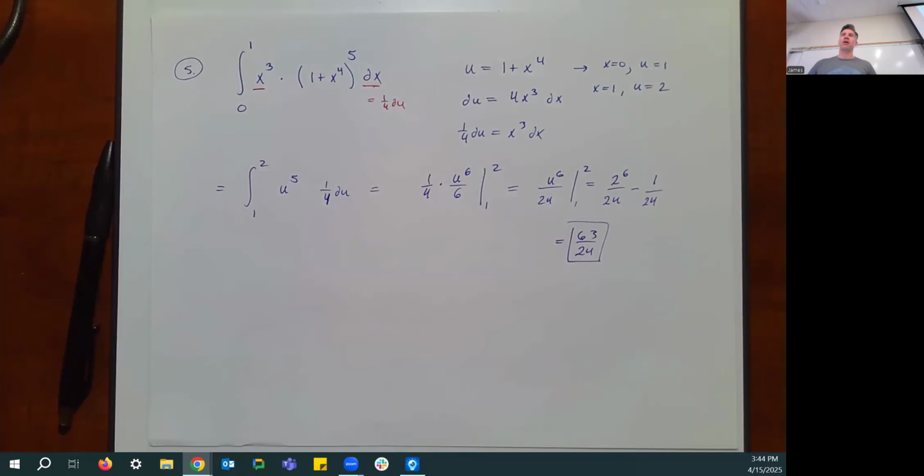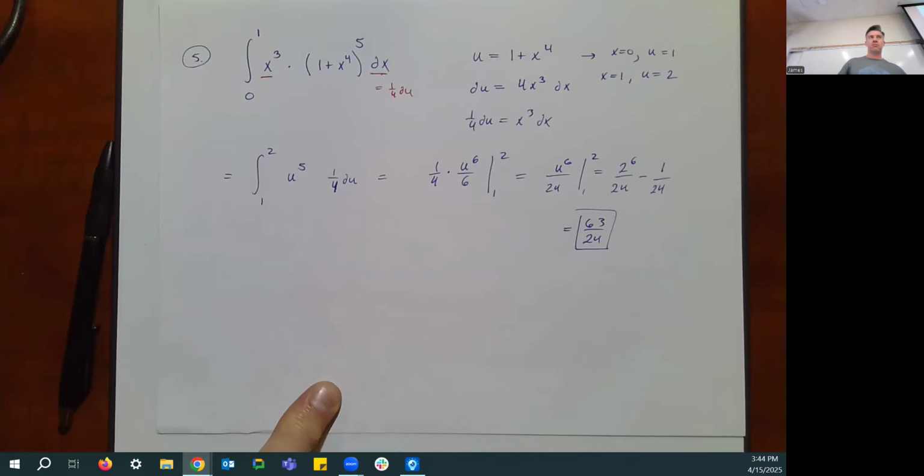Got to play that 2048 game, right? All the powers of 2 right there. Yeah, it's good practice.